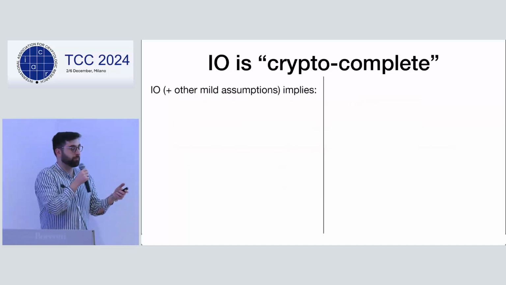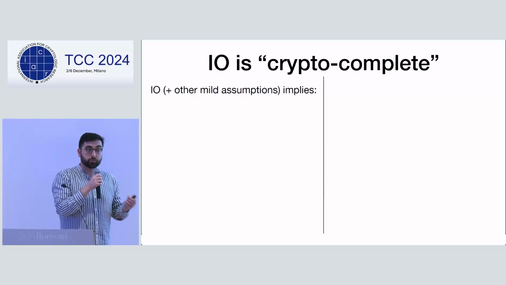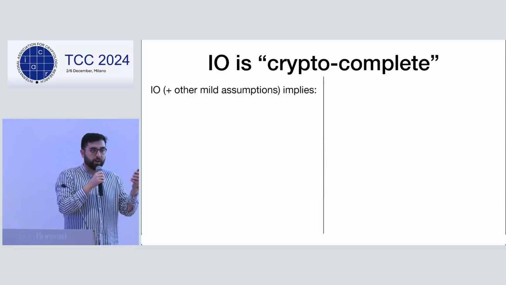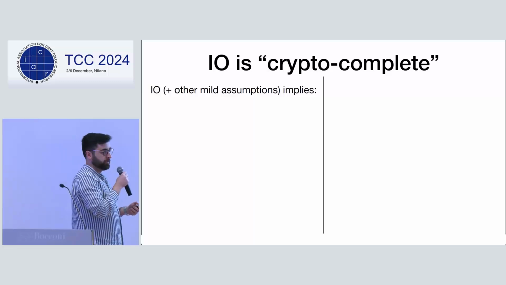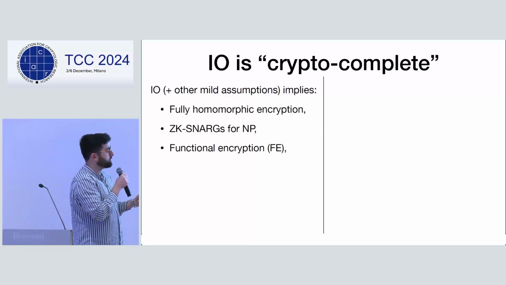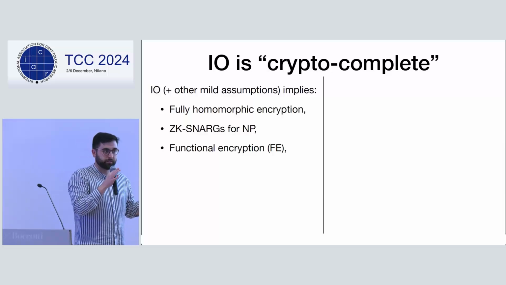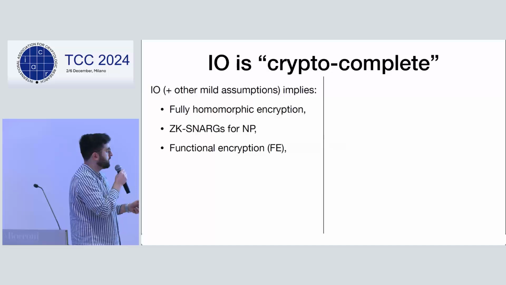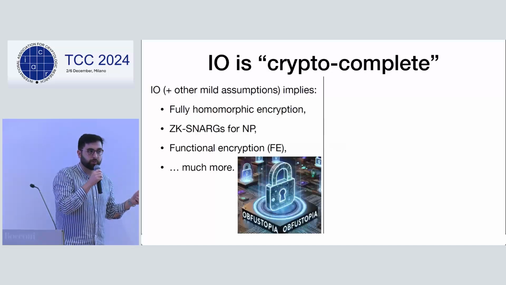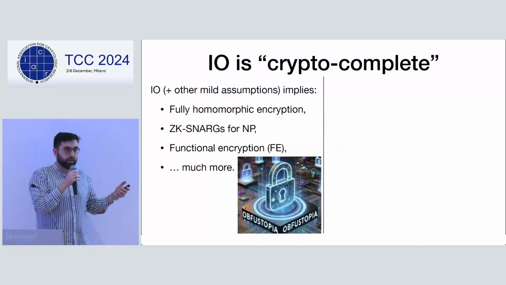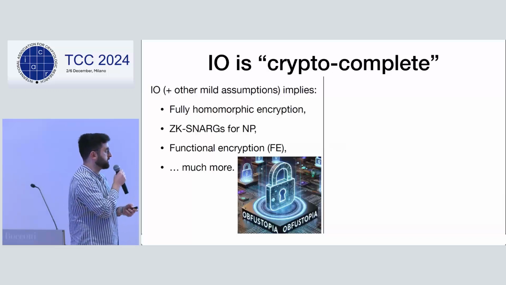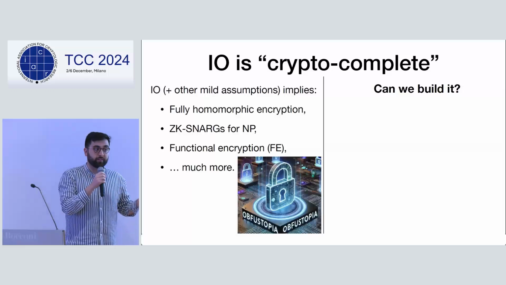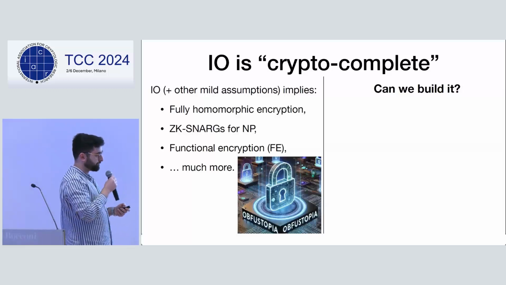While it might not be clear a priori, it turns out that this notion is extremely strong and is in some sense loosely crypto-complete. So with IO and some other mild assumptions, you could build fully homomorphic encryption, adaptively sound zero-knowledge SNARKs for NP, succinct functional encryption, and much, much more. So much more that people often consider it to be a sixth world of Impagliazzo's. The natural question is whether we can build it and realize it from reasonable assumptions.